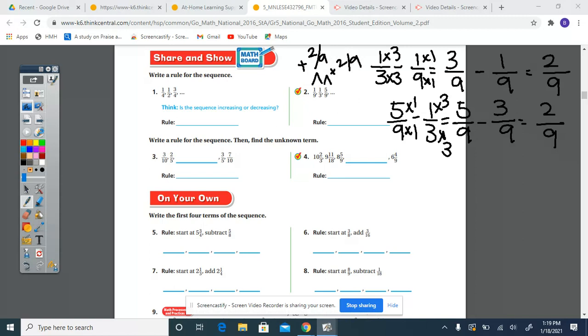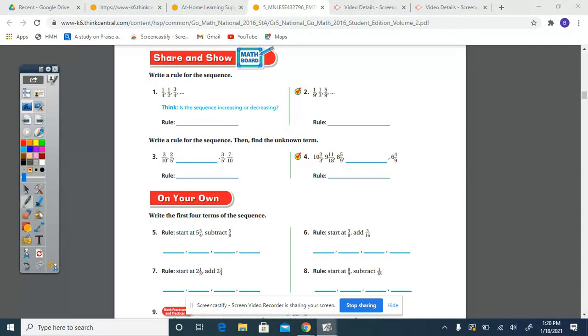So the rule is add 2/9, or increase by 2/9. Increase by 2/9 or add 2/9. That's what's happening each time. Please notice how much work is shown for this problem. Okay, it requires a lot of work. But when you see problems like number 1 and number 2, that is what you are doing.